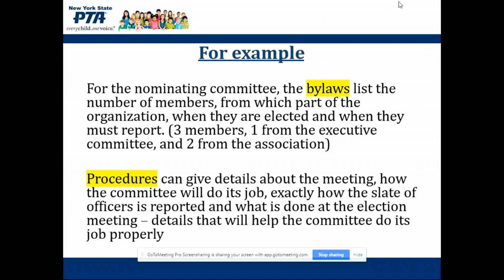Here's an example. For the nominating committee, the bylaws list the number of members from which part of the organization, when they are elected, and when they must report. For example, your bylaws may say you have 3 members, 1 from the executive board and 2 from the association. I said executive committee earlier, and that should read executive board. I apologize for that. That's an incorrect statement.